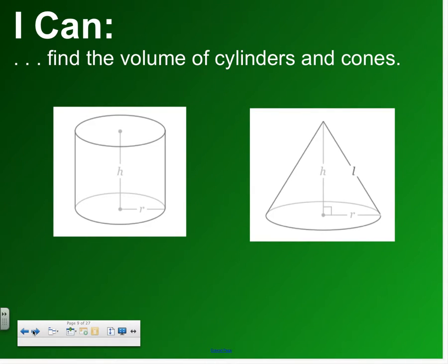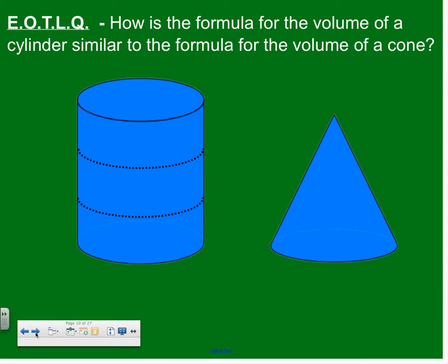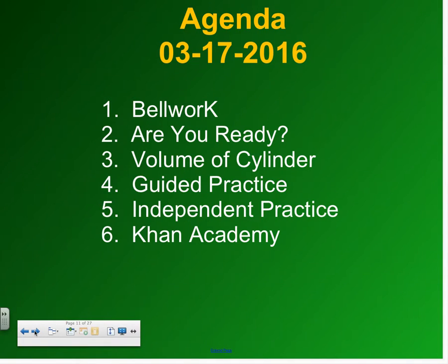Today, your I can statement is to find the volume of cylinders and cones. Mostly today we'll focus on cylinders, and cones will come later. And then we want to know what's the difference between finding the volume of a cone and finding the volume of a cylinder. How are the formulas similar and how are they different?